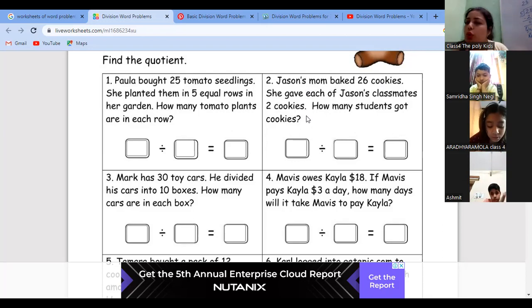She gave 2 cookies per student. How many students got the cookies? So we have a bigger number and a smaller number here and we have to divide it. Samrit, this is for you.